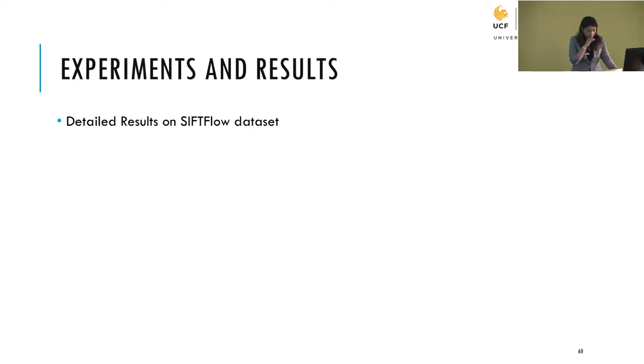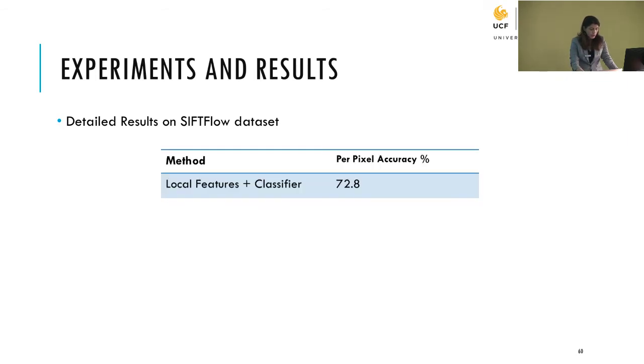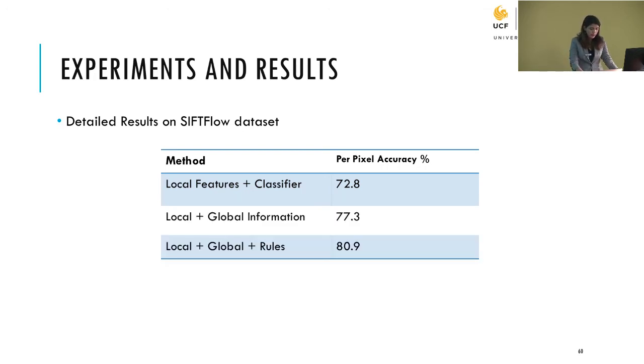We applied this method on different datasets. The first one is the SIFT Flow dataset. Using the local features and classifier, we get 72. Using this global information from Places, again, we improve it. And using the rules, we can improve it further.